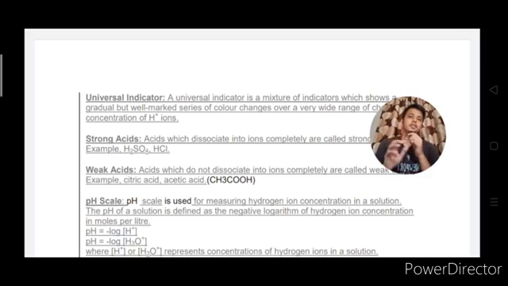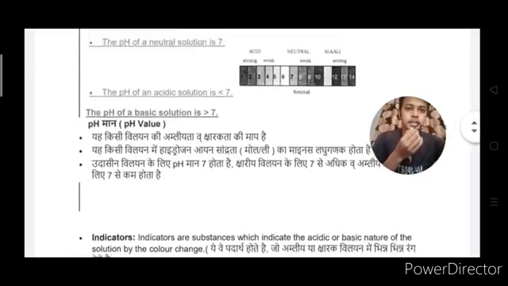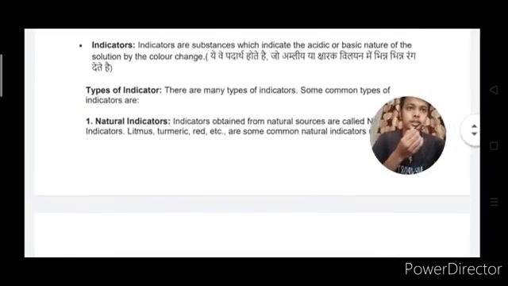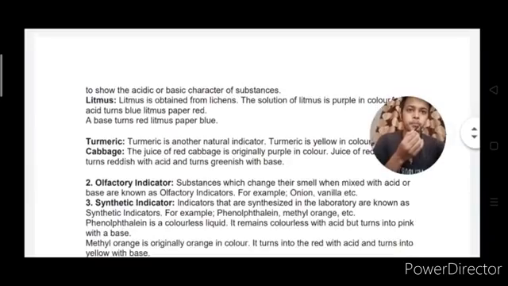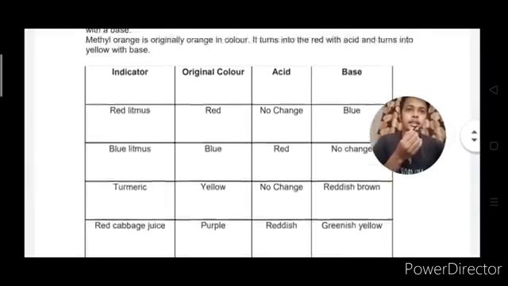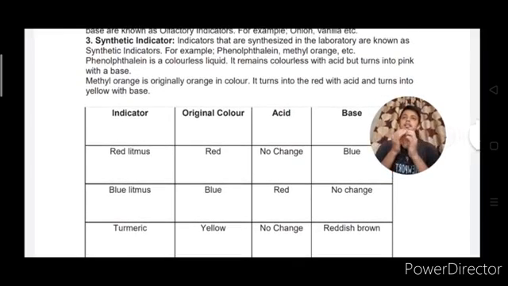The most important part of this indicator is that these things are written here, a type of indicator, and they have given examples as I have said to you. So there is a list of indicators, that is synthetic indicators. Synthetic indicators are generally synthesized in the laboratory. For example, phenolphthalein and methyl orange. Sorry, not all are colorless liquids, only the phenolphthalein is a colorless liquid. It remains colorless in case of acid, but when it is added in the base, the color turns into pink.